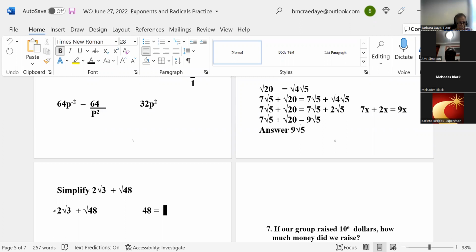Okay, 48 equals, what are some factors of 48? Can it be 24? No. Remember when I told you about the hint? What would you look at right here to get a hint as to what your factor should be? Your clue here is what? The 3. Yes. Okay, so Alva, 3 times what gives 48?